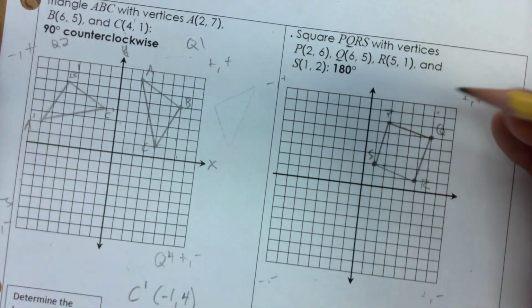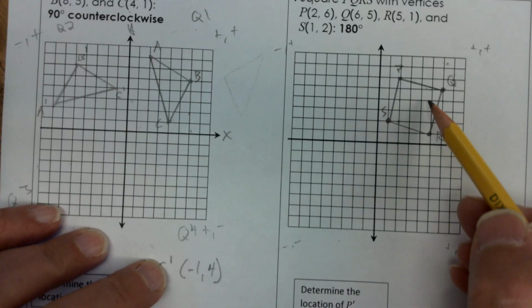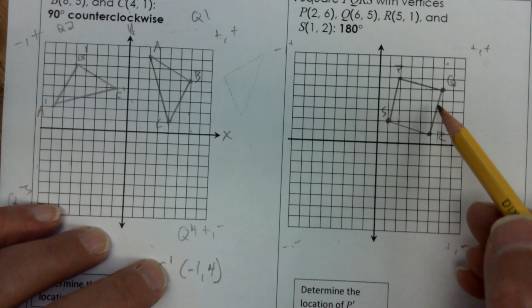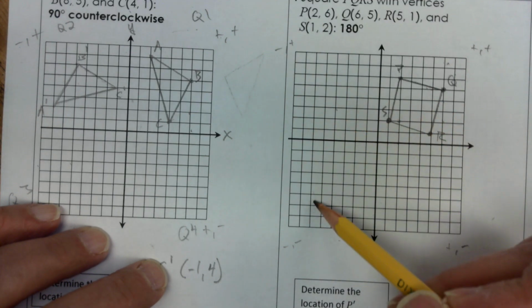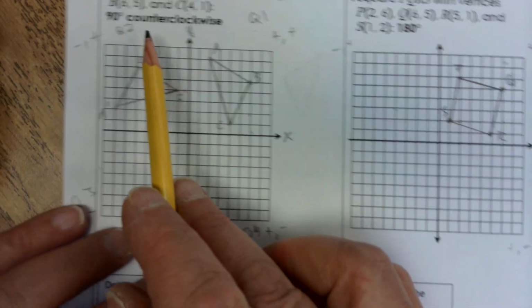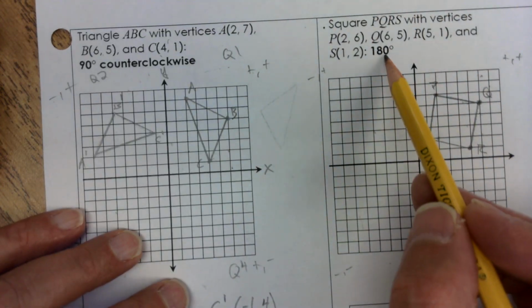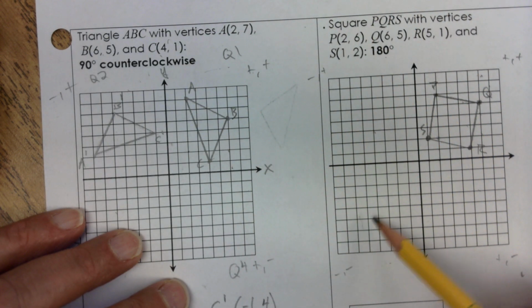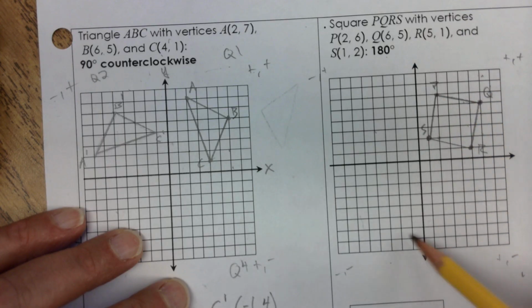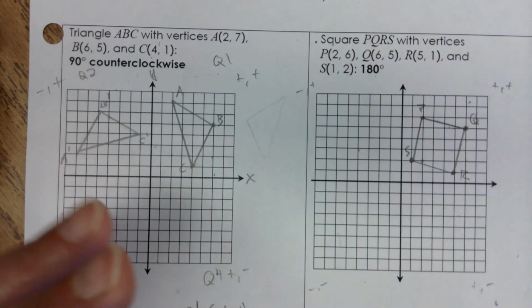Okay, now we're going to do a 180-degree rotation, which means it's going to basically move 2 boxes. Now, you'll notice that it's not telling us a direction, because for 180, whether I go counterclockwise or clockwise, it's going to end up in the same spot. So it doesn't really matter.